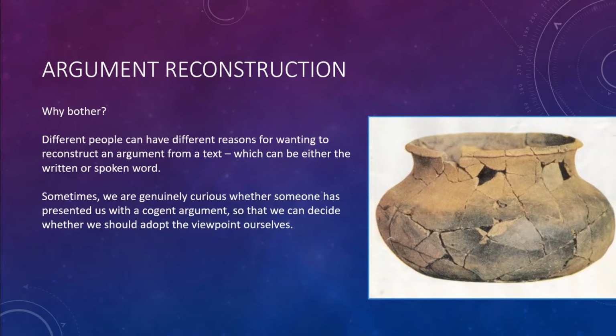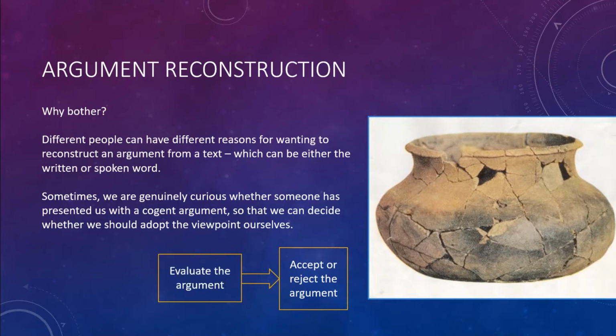However, sometimes we're genuinely curious whether someone has presented us with a cogent argument so that we can decide whether we should adopt the viewpoint ourselves. So if our ultimate goal is to decide whether to accept or reject a particular argument, what we're going to have to do is evaluate the argument. We're going to have to check to see whether the premises are true, whether the argument is valid or invalid, or inductively strong or weak, or whether it commits one of the informal fallacies. In order to evaluate the argument, we have to understand what the argument is, and that's the objective of argument reconstruction.